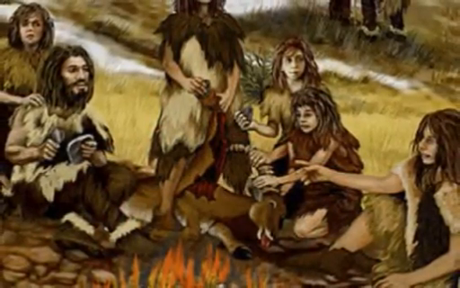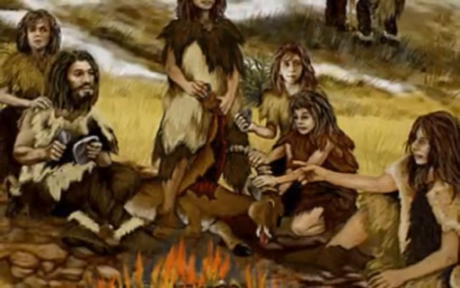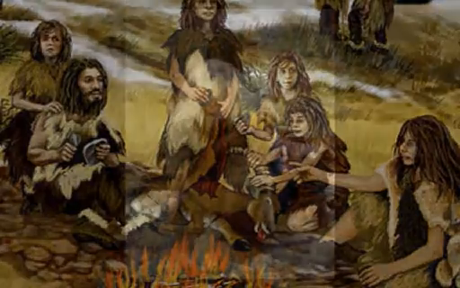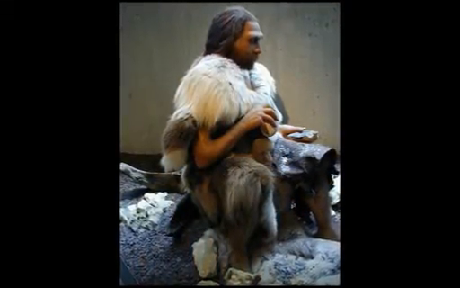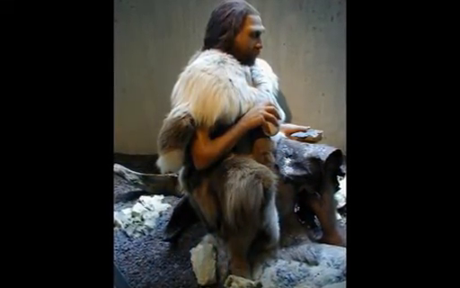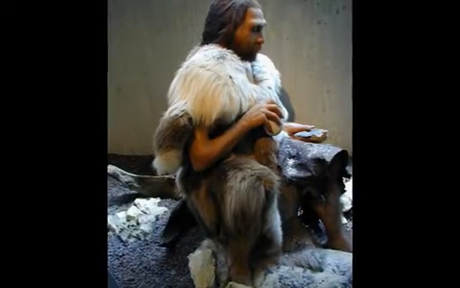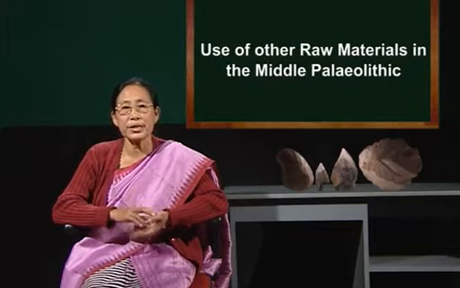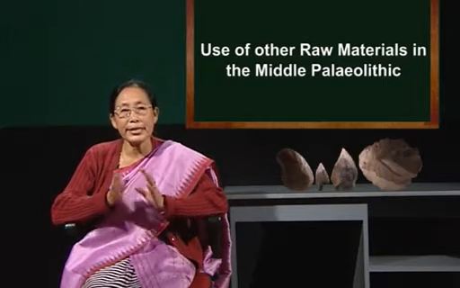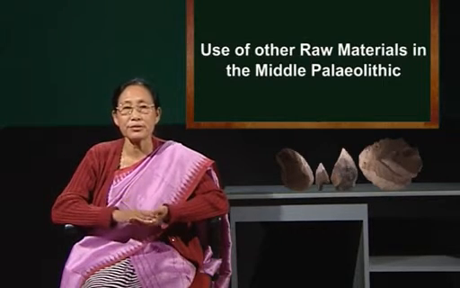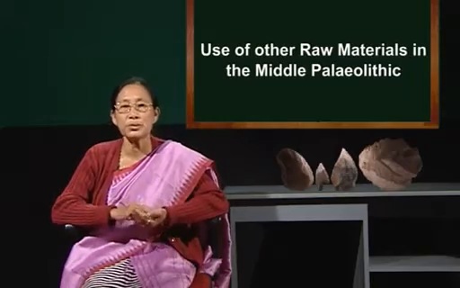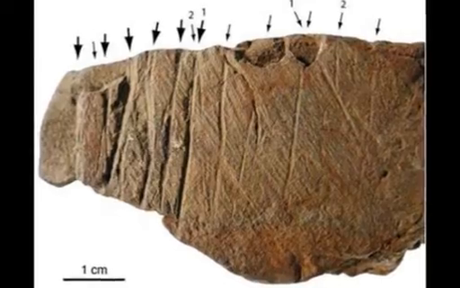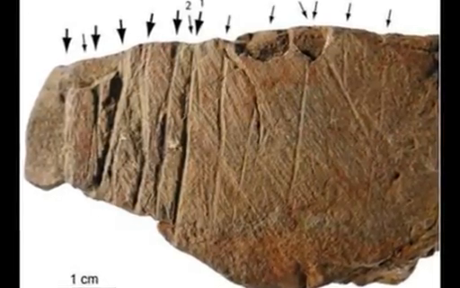Hide working is another important activity identified through microscopic use wear analysis. The use of fur is suggested by the high number of skeleton remains of small fur bearers in faunal assemblages. Plant products were presumably utilized, as indicated by scant traces of plant polish on some stone tools. Pieces of tree resin with the imprint of stone tools have been found at a site in Germany.